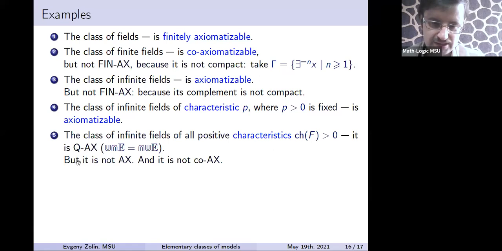So this is an exercise. Show that. So this is a properly quasi-axiomatizable class. It doesn't belong to the smaller, to the lower species.